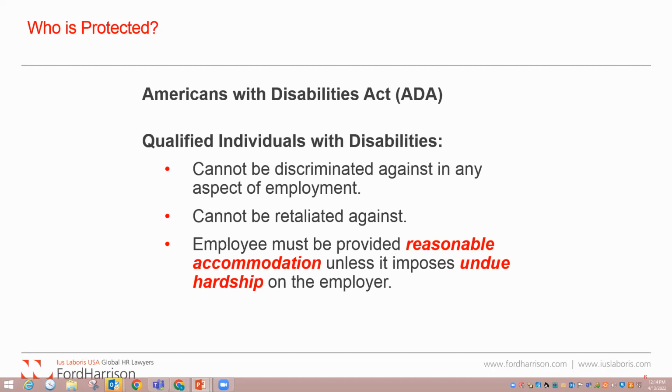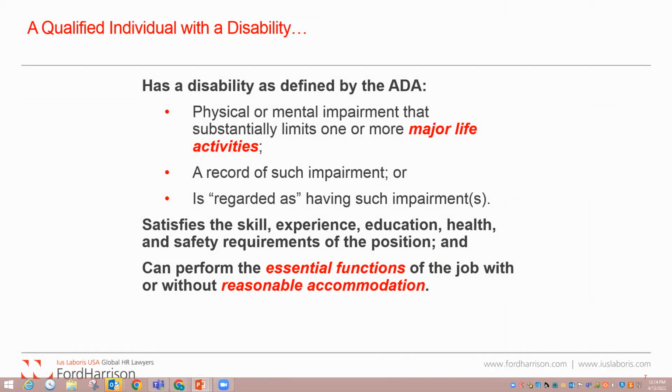Now, moving on to the physical or mental impairment has to limit a major life activity and satisfy the skills, experience, so on and so forth, and be able to perform the essential functions of the job with or without reasonable accommodations. With COVID-19, an issue that has come up that you really want to be sensitive to is if many employers allowed, say, all of their office employees to work remotely during COVID, and now are saying, okay, everybody needs to be back in the office March 1st, April 1st, whatever it was.